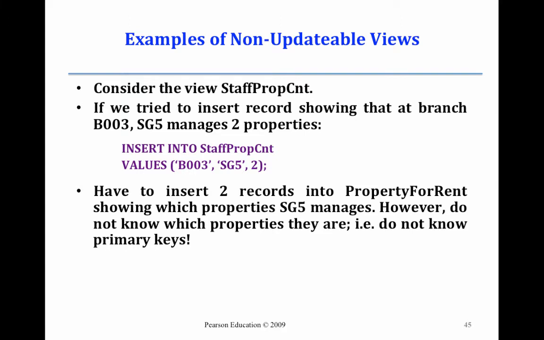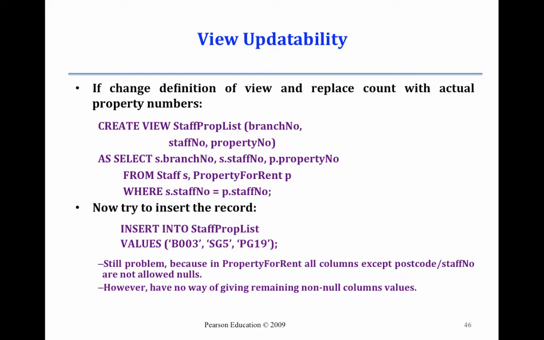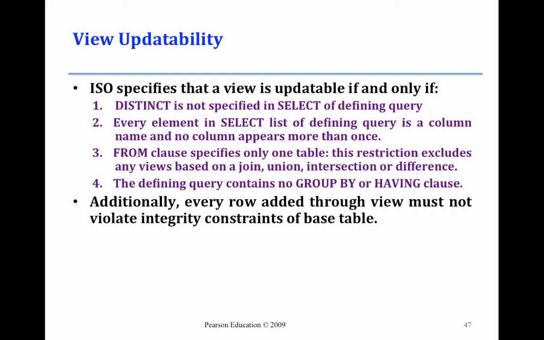Okay. Here's an example of another. Let's say we change the definition of the view and replace the count with the actual property numbers. So now this is our view, and all we're doing is we're keeping track of all the property numbers that our staff manages, and now we try to insert a specific property number. It's still no good because we still don't know the particulars of this property. We still don't know who owns it, what it rents for, the number of rooms, anything else. So we still can't allow this view to be updated. Okay, so that's some concrete examples.